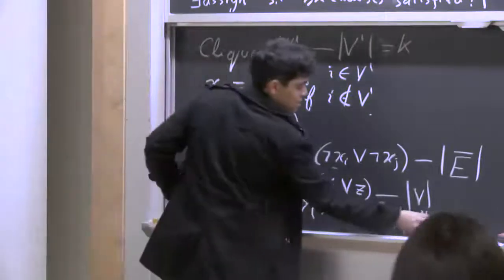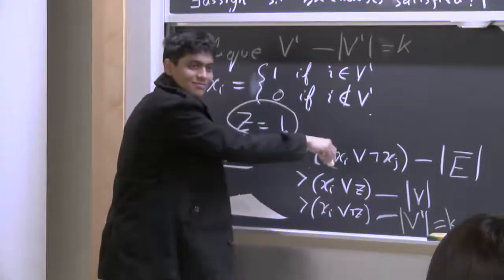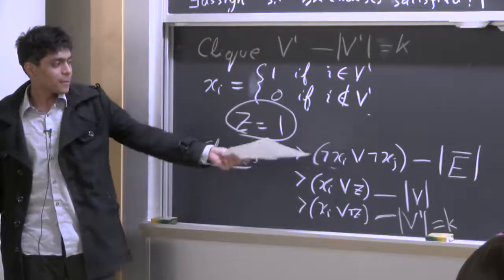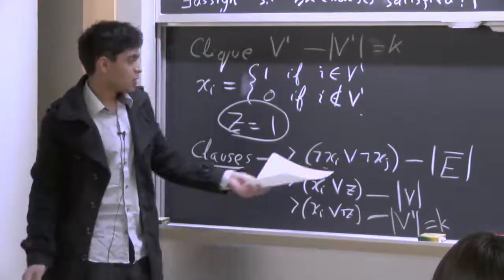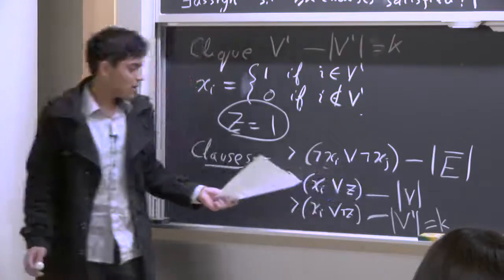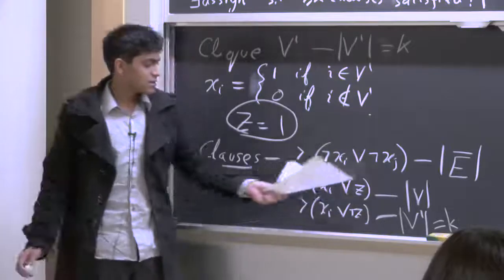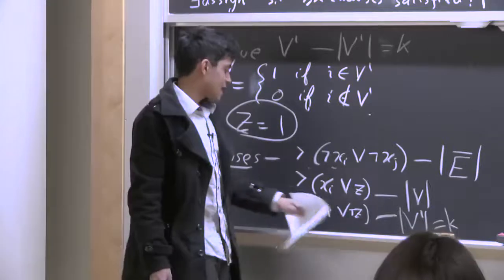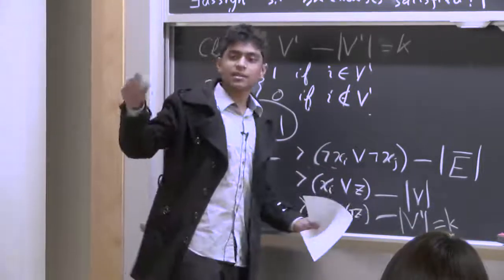And mod of v dash is just k. Can you see this? Okay, it's visible. Do all three clauses make sense? Can you see why the first one is the size of e bar? Because all the clauses are satisfied. The second one, also all the clauses are satisfied because z is 1, so that's every clause, just the number of vertices. And the last one is only satisfied for the cases where xi is 1, and xi is 1 only inside the clique. So that gives you the k things in the clique.